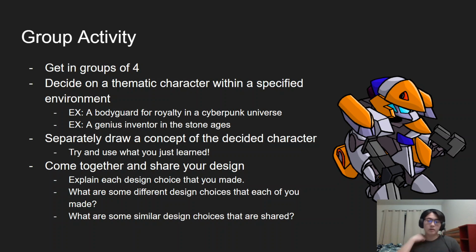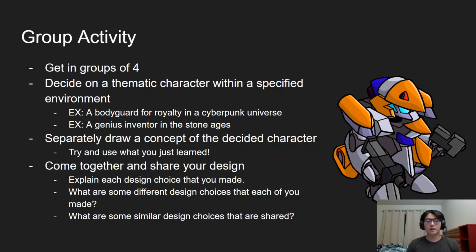Now, moving on, we're going to have a group activity. First, get in groups of 4, and then decide on a thematic character within a specified environment. For example, maybe you want to talk about a royal bodyguard in the cyberpunk universe, or even a genius inventor in the Stone Ages. Whatever you decide, agree on it and discuss different details surrounding what this character would be. Afterwards, once you guys are done, go off separately and draw a concept of this decided character, and try to use what you learned from this lecture.